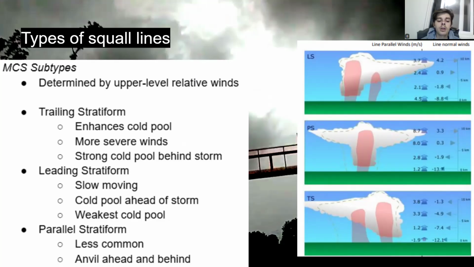For leading stratiform, it's this top one. Well, this time, stratiform precipitation is ahead, and this actually results in a weaker cold pool. And it's typically slower moving, and this is going to cause weaker winds for this one. Parallel is if the anvil is behind and ahead. The stratiform precipitation is ahead and behind, kind of like evenly like that. It's not as common for that to be the case.